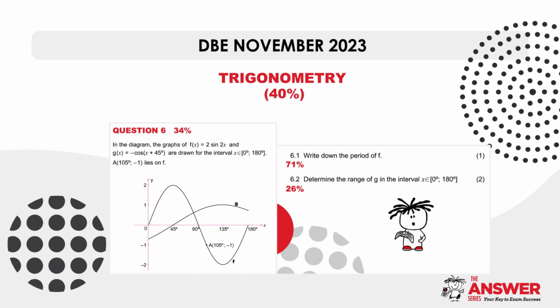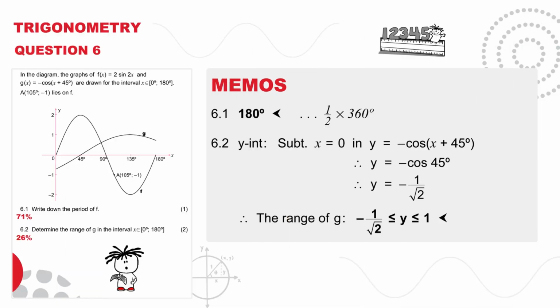If we look at question 6 from this topic specifically, this question had an overall average achievement of 34%. Question 6.1 had a 71% average achievement and question 6.2 a 26% average achievement. And here are these first two questions. Here then are the solutions for question 6.1 and 6.2. You are welcome to pause here if you would like to.